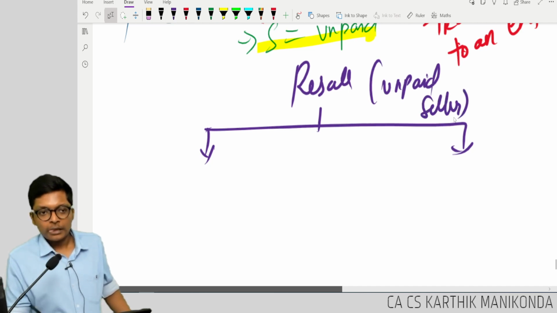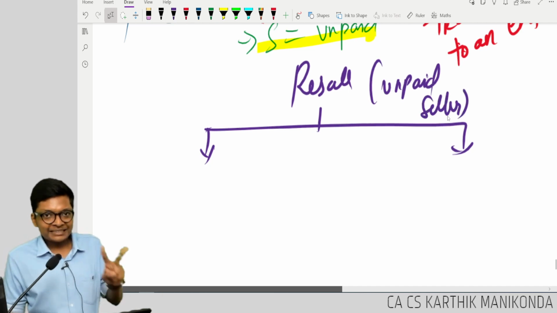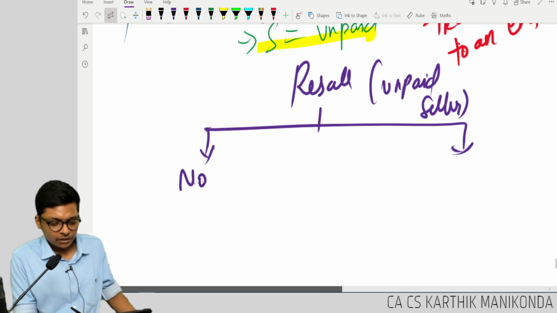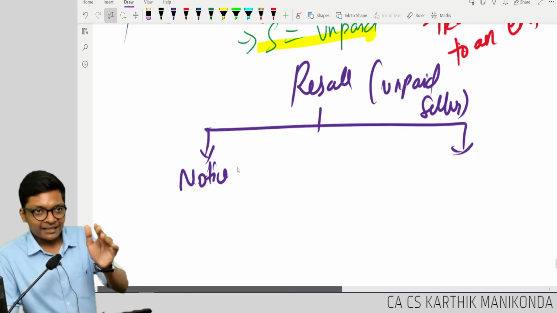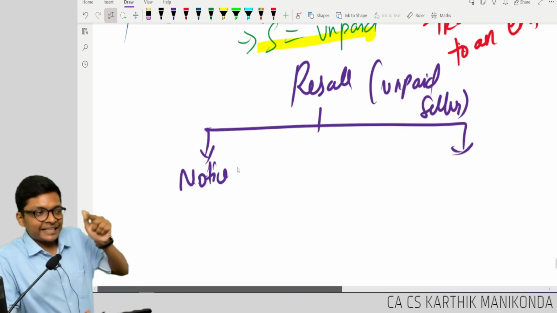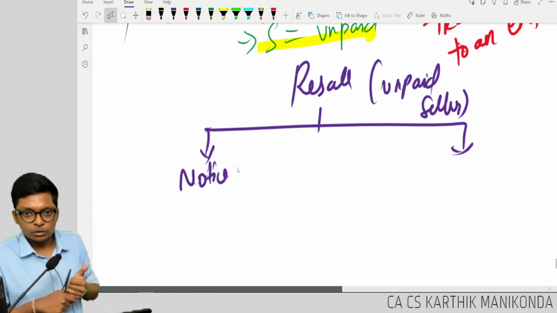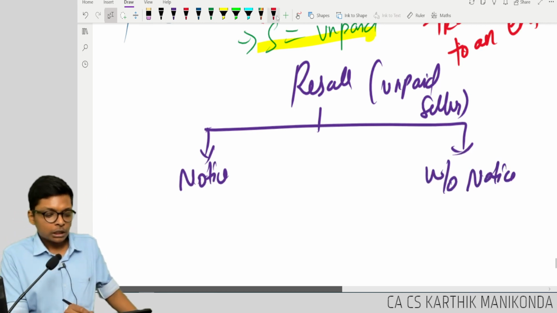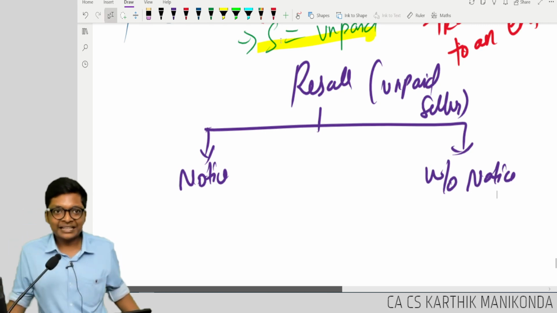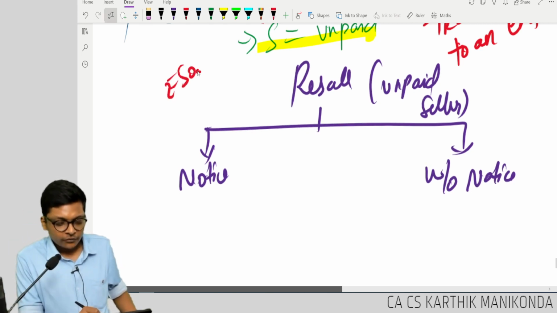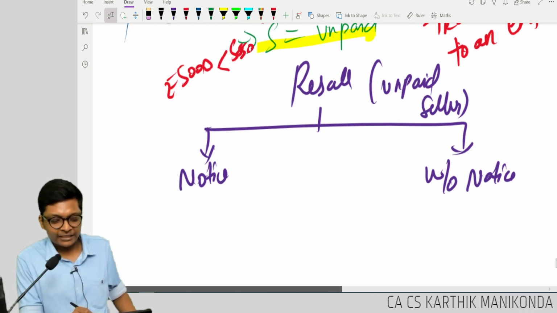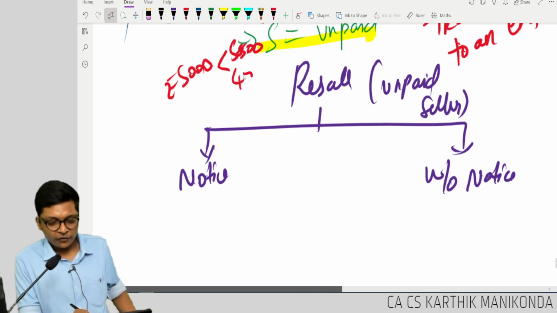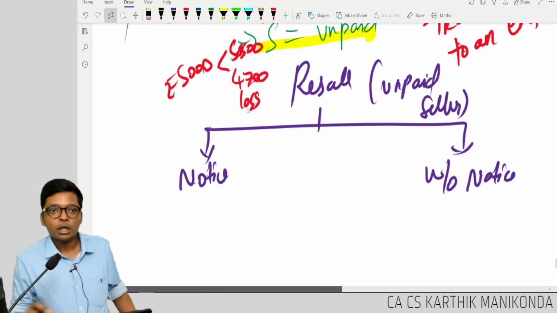Unpaid seller. When he is selling, he can sell in 2 ways. By giving notice, he tells the buyer, hey, if you don't pay the money within the next 1 week, I will sell the goods. Or sell without notice. Now if I sell with notice, let's say the good is costing 5,000 rupees. 2 cases: I sold for 5,500, made a profit, or sold for 4,700, made a loss.